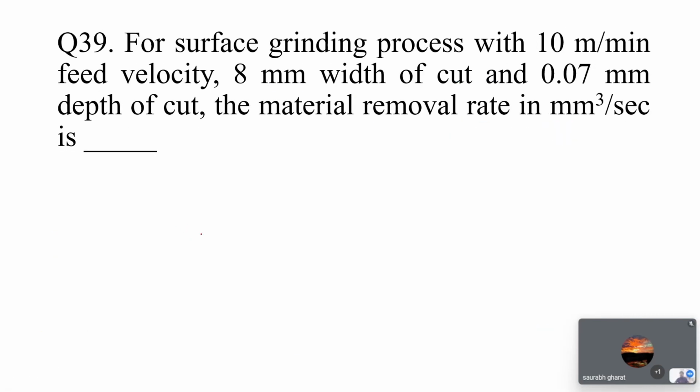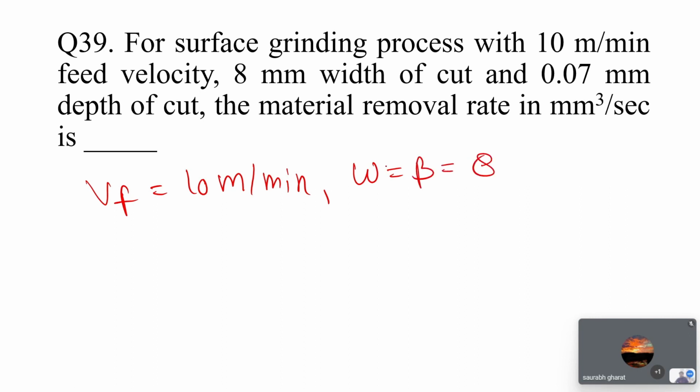So what we have in this question, question number 39: for a surface grinding process with 10 meter per minute feed velocity. So VF is equal to 10 meter per minute. The width we have is 8 millimeter, and the depth of cut we have is 0.07 millimeter. The material removal rate in millimeter cube per second.